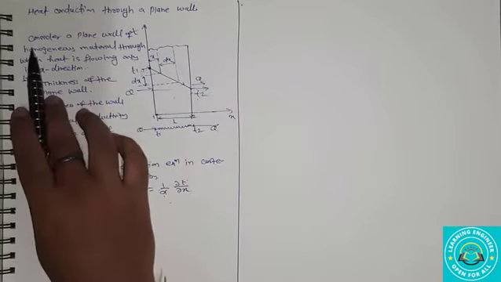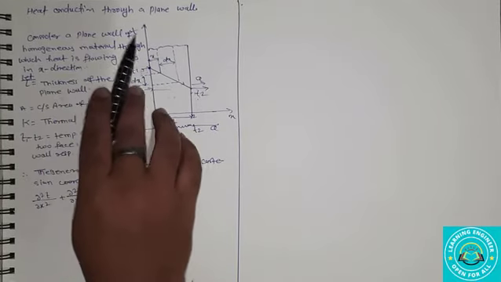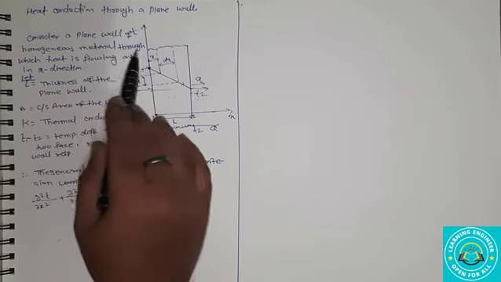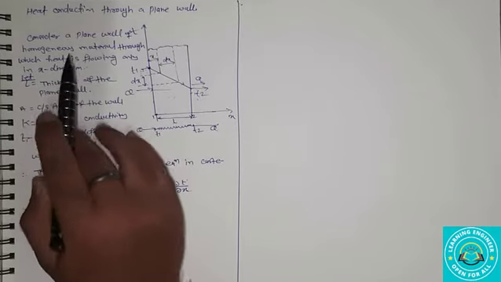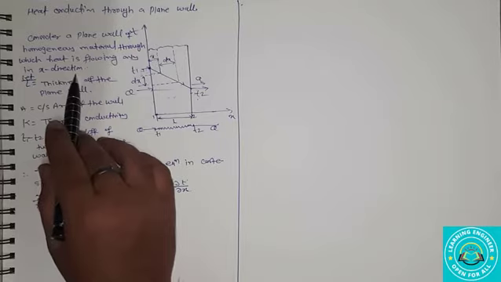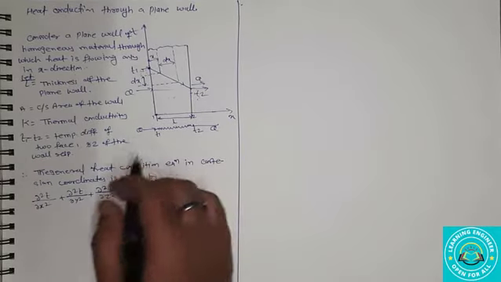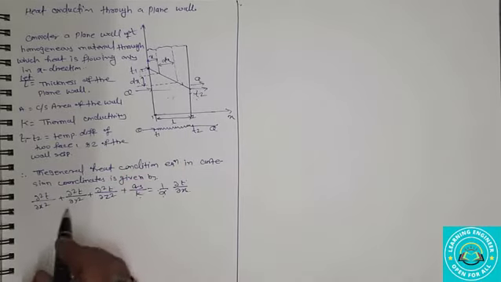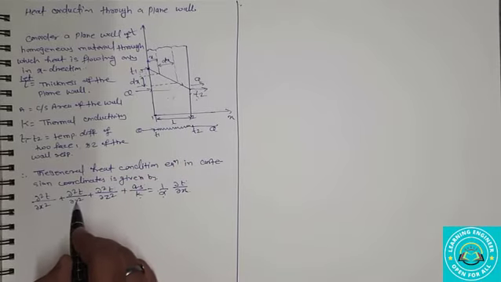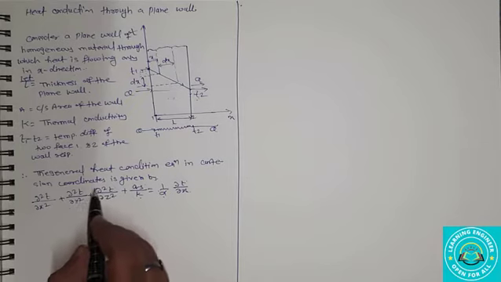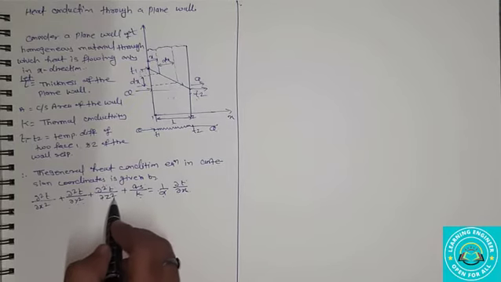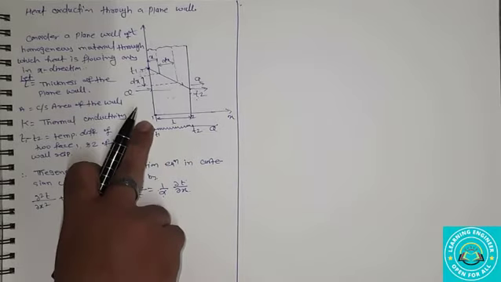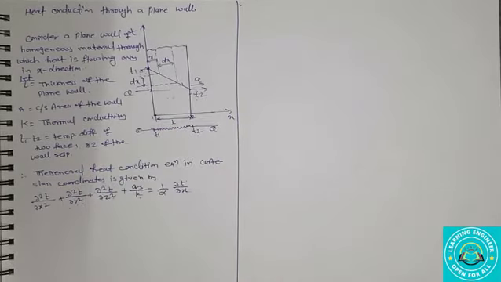Here I have written: consider a plane wall made up of homogeneous material through which heat is flowing only in one direction, that is the x direction. So from this derivation we can say that ∂²T/∂y² + ∂²T/∂z² = 0, because the heat flows in only one direction.